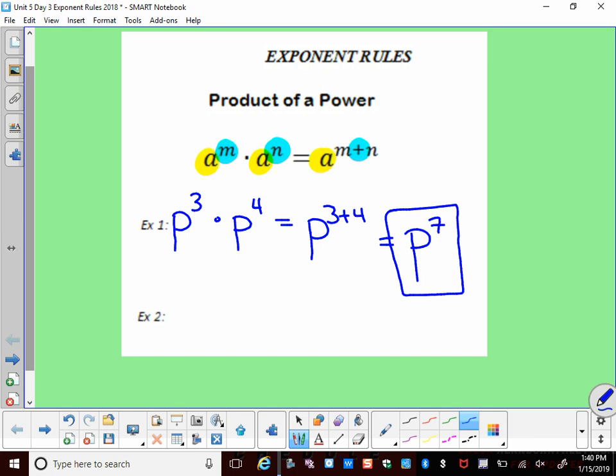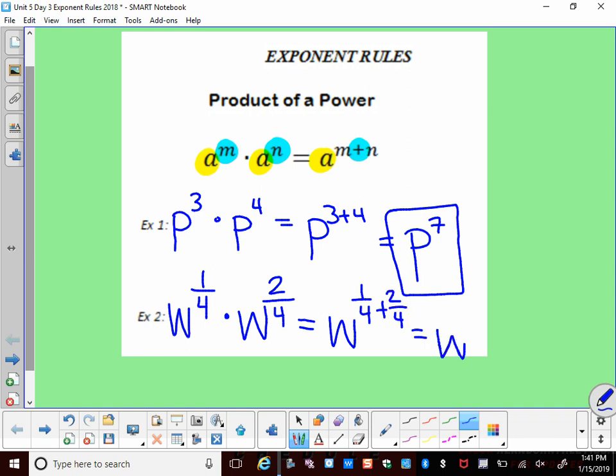Okay. Another example is you may have fractions. If we have fractions for exponents, do you notice how we have the same base of W? That stays the same. And then I have 1/4 that I'm going to add to 2/4. So what is my answer here? W to the what? To the 3/4. Same concept, it's just now we use the fraction. Okay?